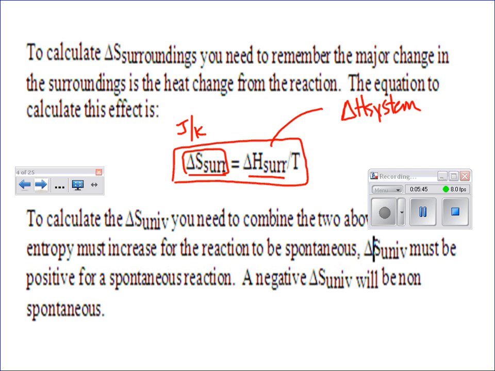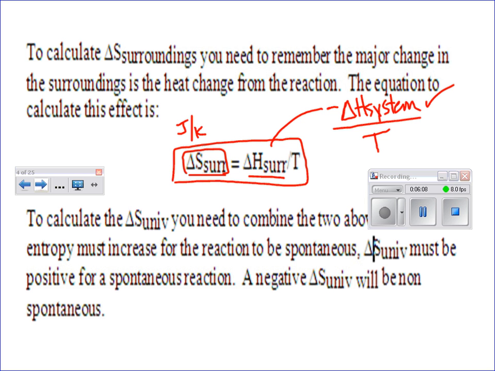You guys don't know how to find delta H of the surroundings. Well, you actually do. If heat leaves the system, what did it do to the surroundings? It entered the surroundings. If heat left the surroundings, it entered the system. So what's the relationship between the system and the surroundings? Negative. And so this is going to be equal to the same thing, and you know how to find that.